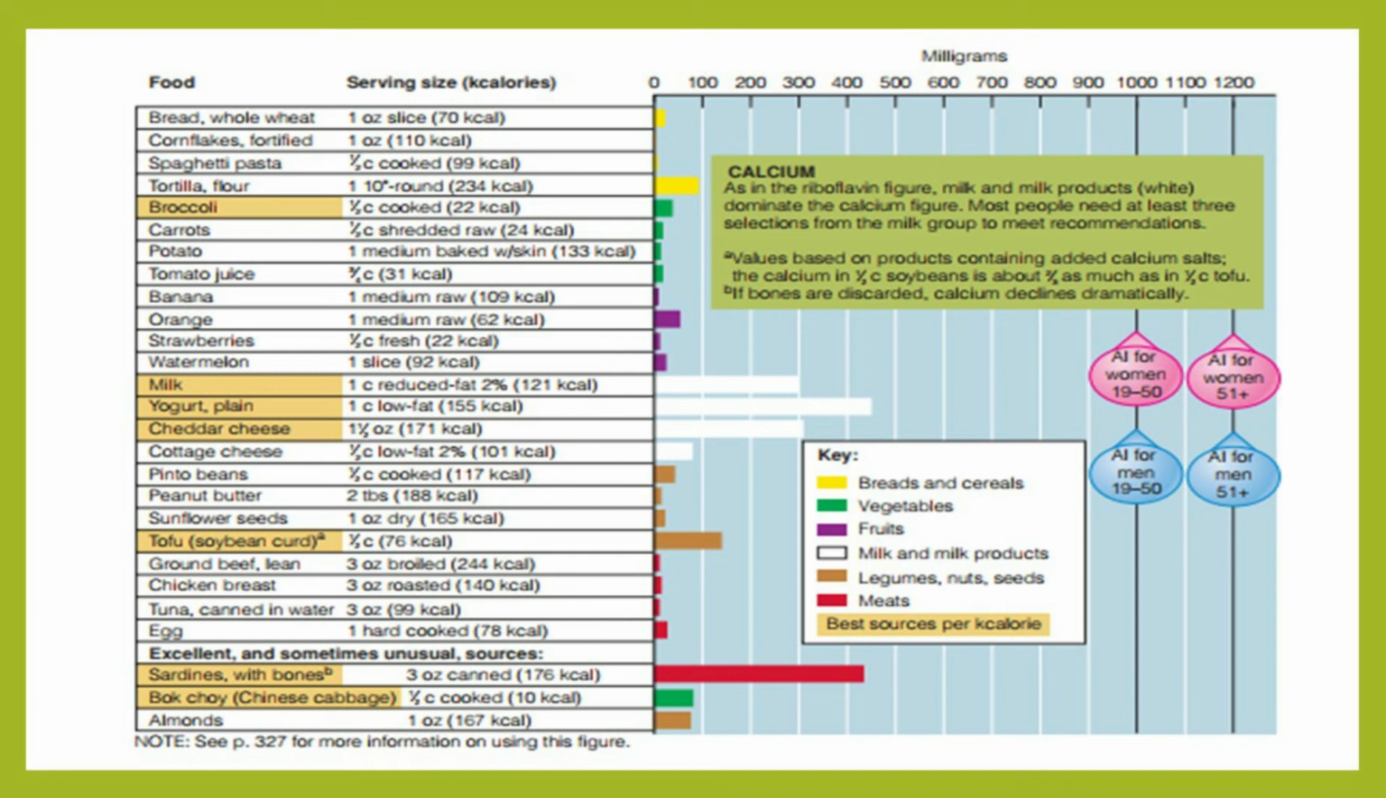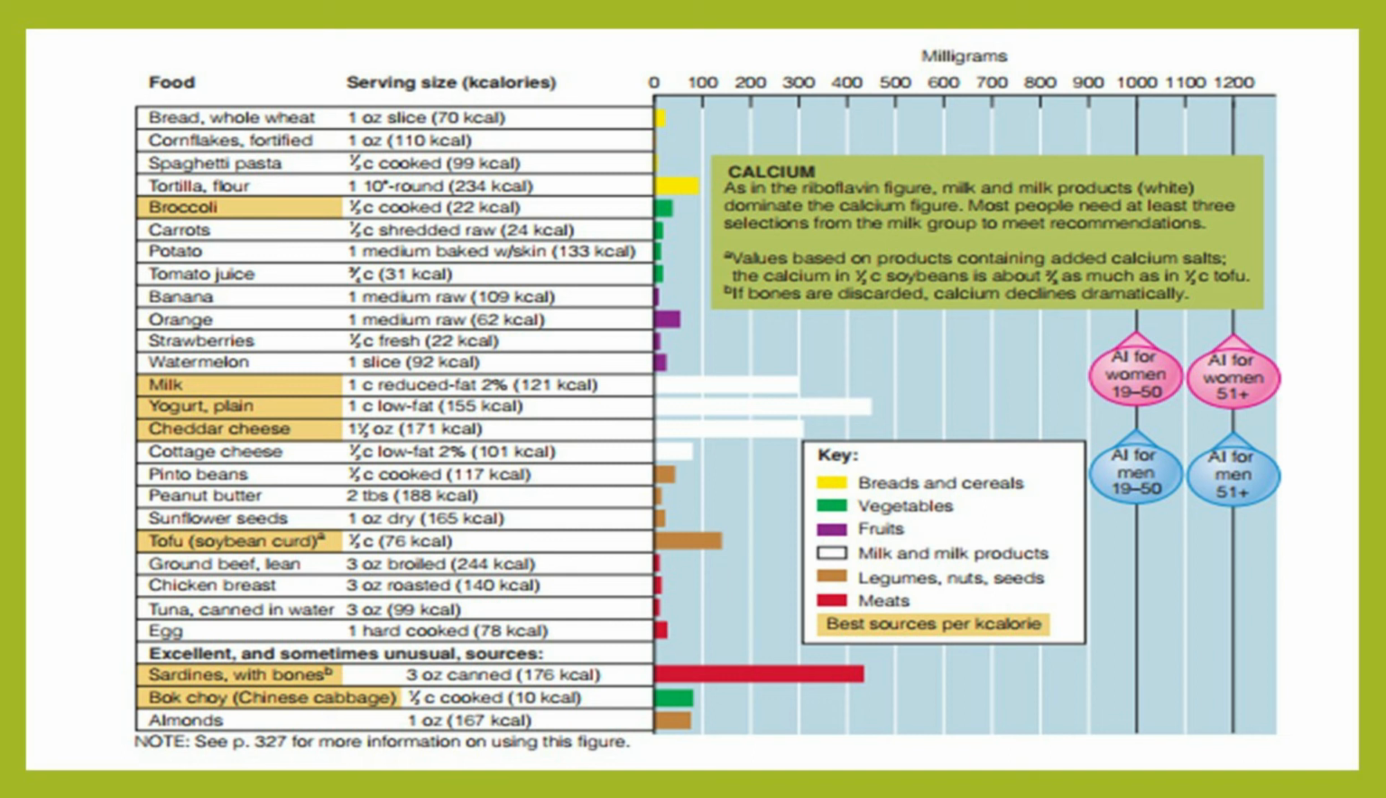For women aged 71 years and up, the recommendation is 1200 mg per day. For women aged 51 to 70 years, the recommendation is 1200 mg. For women aged 31 to 50 years, the recommendation is 1000 mg. And for women aged 19 to 30 years, the recommendation is 1000 mg per day.